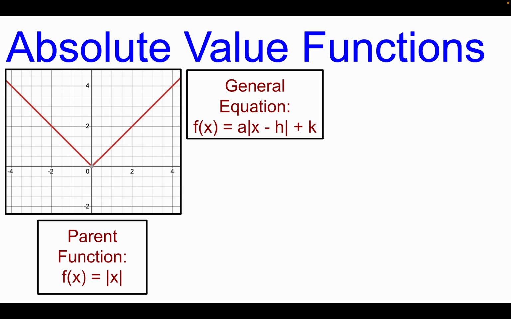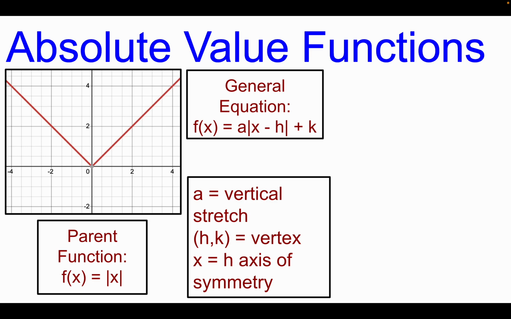Your general equation is f of x equals a times the absolute value of x minus h plus k. Note how similar this looks to the vertex form of a quadratic equation. The parameters of this equation: a is your vertical stretch, h and k are the coordinates of the vertex, and the equation for the axis of symmetry is x equals h, which is the x coordinate of the vertex, and that's just the vertical line that goes up and down through the vertex.